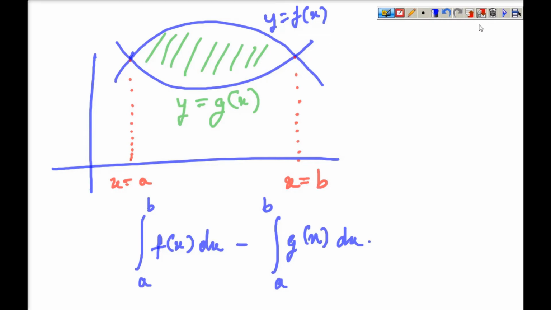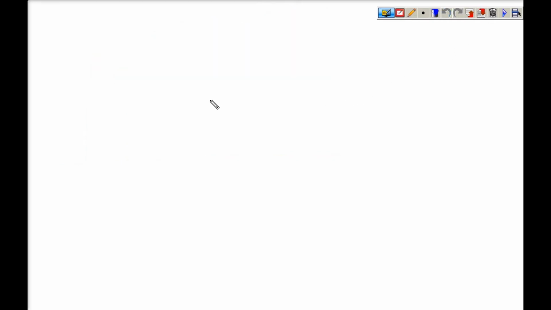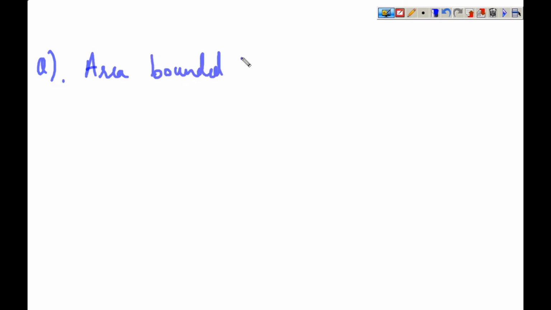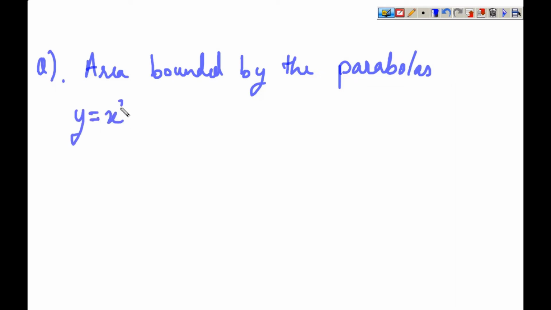So likewise we'll solve a similar question. We have been given a question and we need to find the area bounded by the parabolas y equals x square and y square equals x.